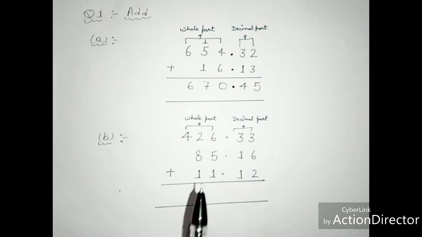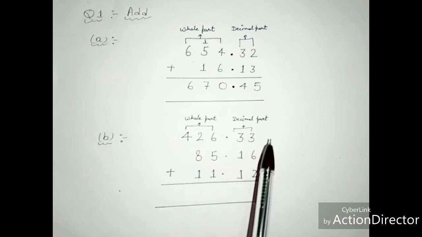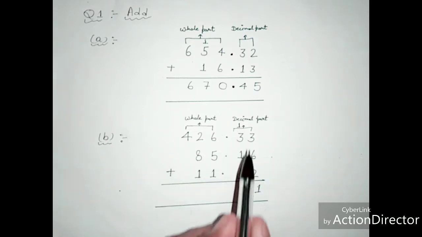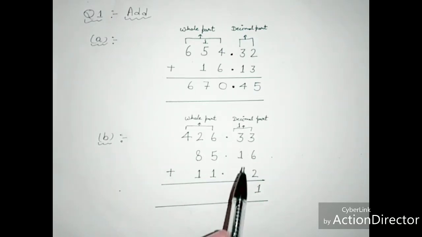So before decimal is known as whole part and after decimal known as decimal part. So first we start from decimal part. 3 plus 6, 9. 9 plus 2, 11. 1 carry. 3 plus 1, 4. Plus 1, 5. And plus 1, 6. Then we mark decimal point here.